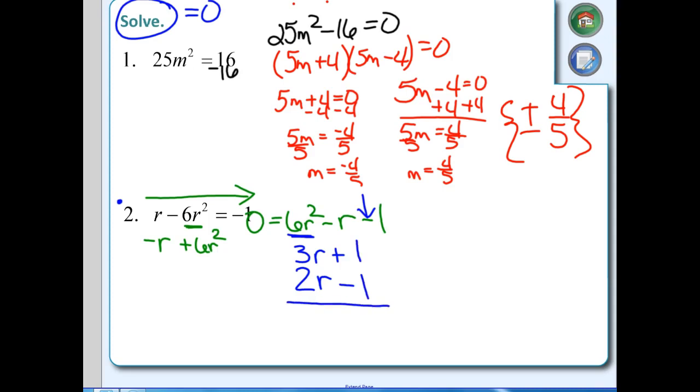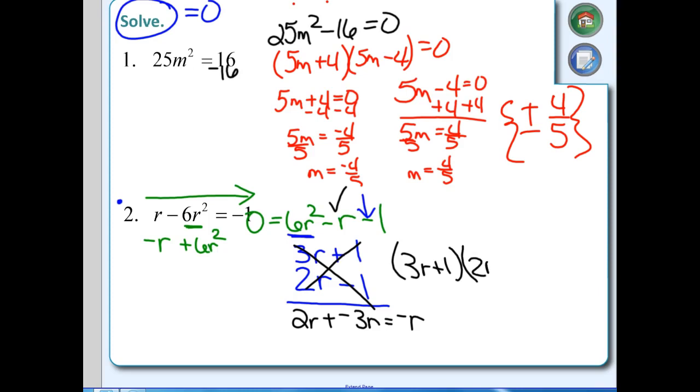So let's X factor to see if we've got everybody in the right place. Let's check our signs. 3r times negative 1 is negative 3r. 1 times 2r is positive 2r. And when I add those together, we get what? Negative r. So the middle checks. We've chosen wisely.